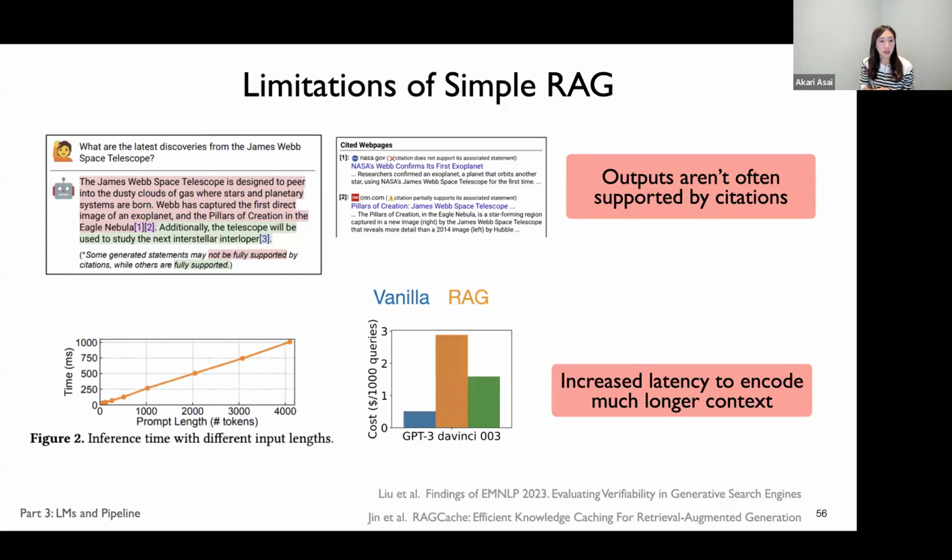Another common issue is that now we retrieve documents and then we take those retrieved documents in the input space, which quickly increases the latency of those retrieval-augmented generation models compared to the original parametric language models.